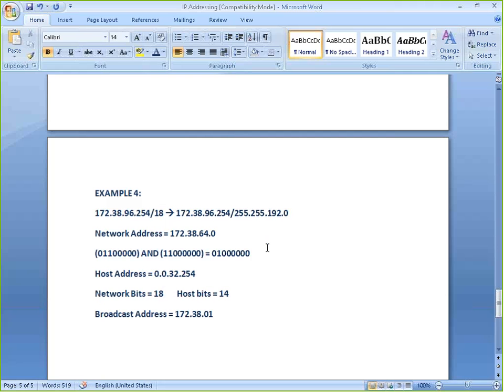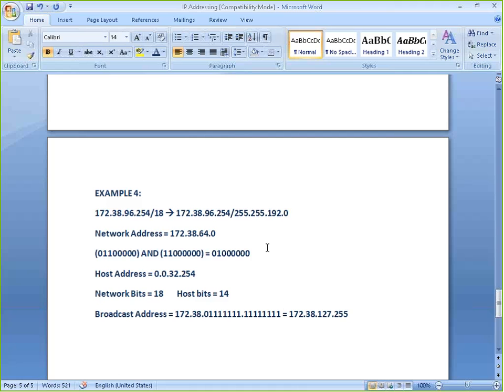So that is going to be 111111 dot 11111111. Okay, so effectively this value comes out to 172.38.127.255. This is going to be your broadcast.